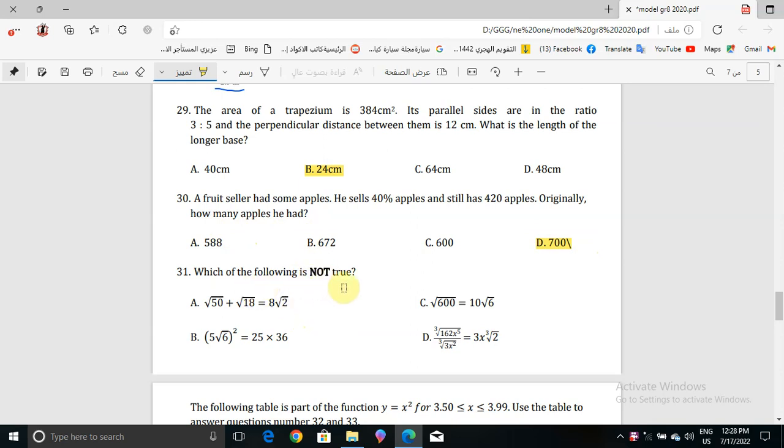Which one of the following is not true? Radical 50 plus radical 18 will give us 8 radical 2, or radical 600 is equal to 10 radical 6, or 5 radical 6 squared is equal to 25 times 36. The correct answer will be choice B, which is not true. The one which is not true is this one. But A, C and D are correct answers.